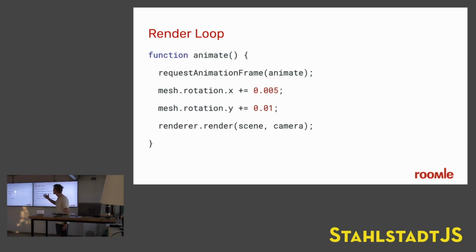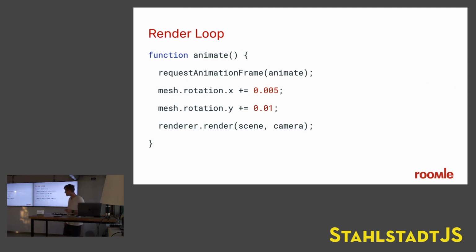So for example, we have this function animate, and what we do is we just call it again and again. And every time we do this, we want our mesh, which we don't have yet, but we'll come to that. We will rotate the X and the Y axis a little bit. And then we call the renderer and say to the renderer, just render the scene we created with this camera, meaning that camera perspective we already defined. And then we'll do this over and over.